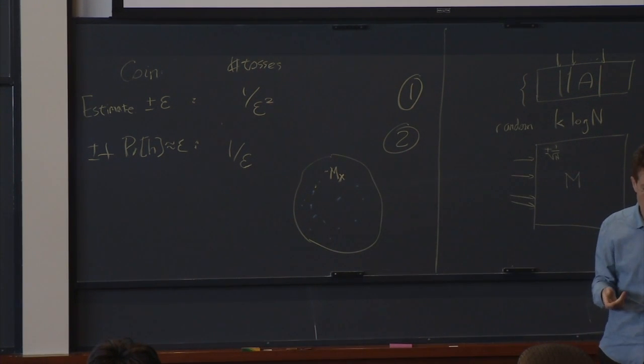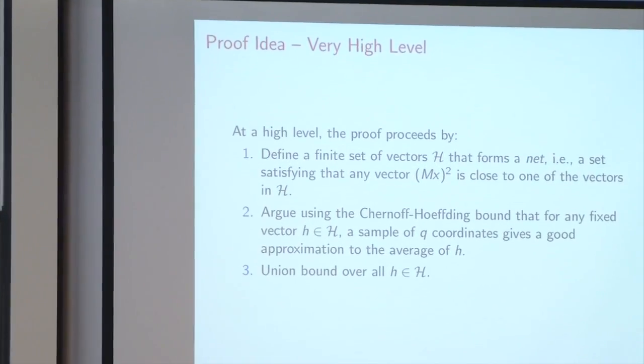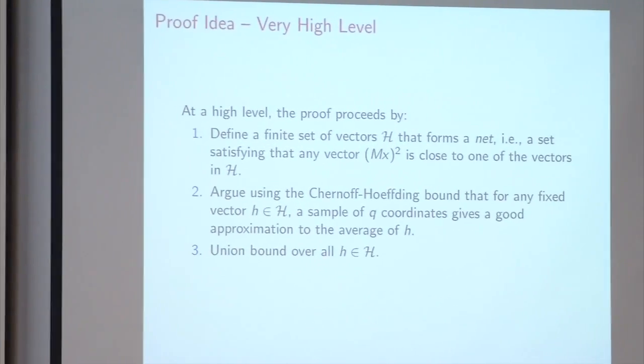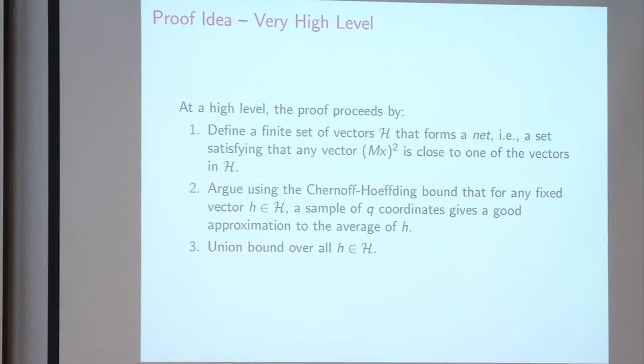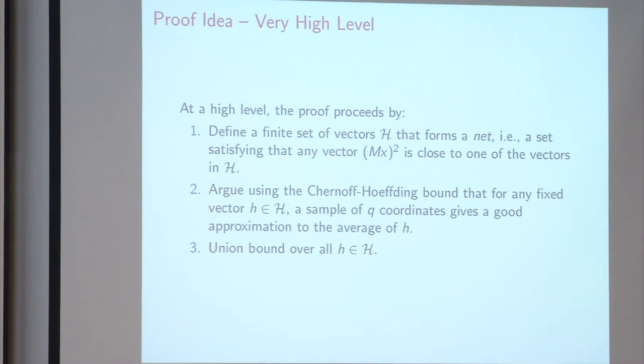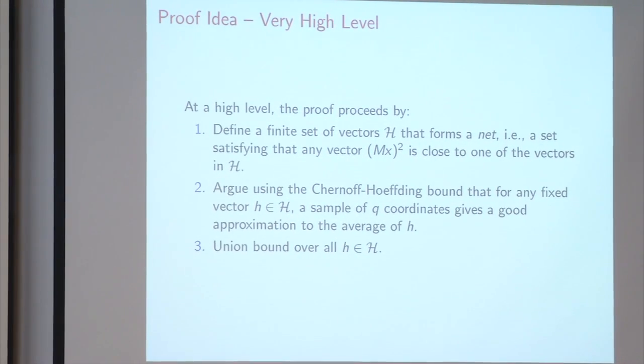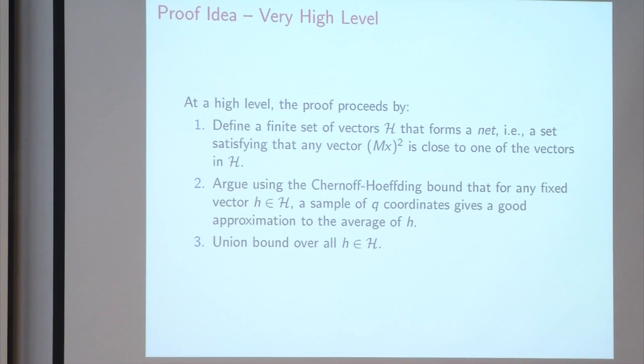The second step will be to use the Chernoff bound to say that if you take any fixed vector, so take this vector here, then with high probability when you choose Q coordinates, what you see on those Q coordinates of the vector is close to the overall average of the vector. Remember, that's what we want to show. And now just do a union bound, and you get that the same is true for all the vectors in your net. So that's the usual Chernoff plus union bound proof.